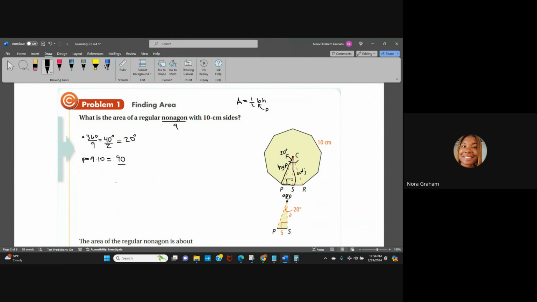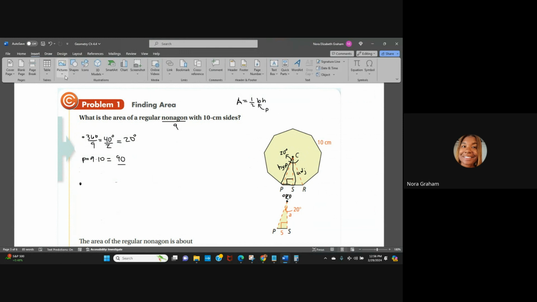So next, let's focus on the height. To find the height, this is where we're going to have to use the trig because our height is really our adjacent side. Our height is that apothem right there, okay? So next, let's go ahead and find that apothem. To do that, this is where we have to bust out the trig, okay? So I did want to add a trig chart on here.